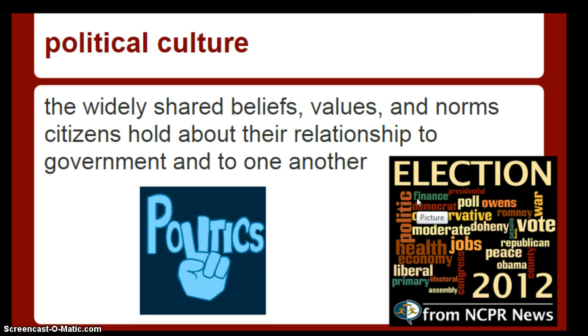So our first term is political culture, and these are all of the widely shared beliefs and values and norms that citizens hold about their relationship to the government and to one another. And this is going to be different in every city and every state and every country. But it's basically how you would sum up how the people in that given area feel about the government.